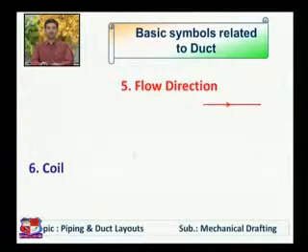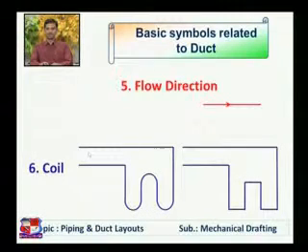Then the coil. How to represent a coil in a circuit? It is drawn like this. Here an inlet or outlet would be there, and here also an inlet or outlet would be there. If here is the inlet, here is the outlet. The fluid flows from here to here. So this is a coil. The coil may be drawn with curvature like this or with straight lines like this. That depends upon the designer's choice. The designer may draw the coil like this, or like this.